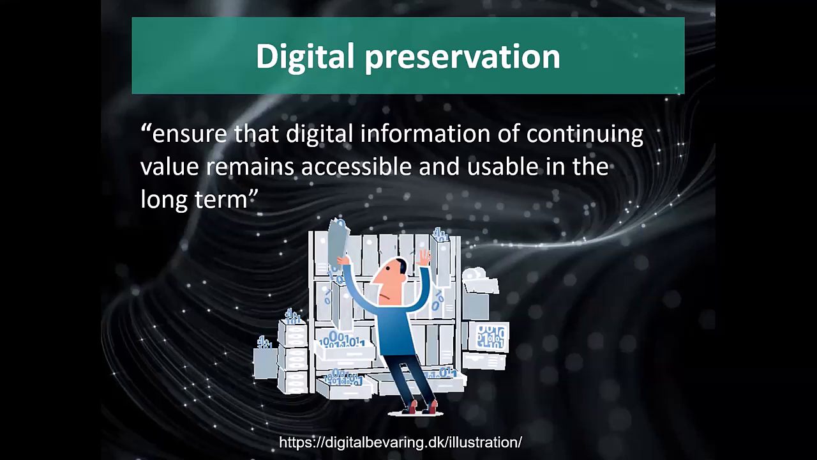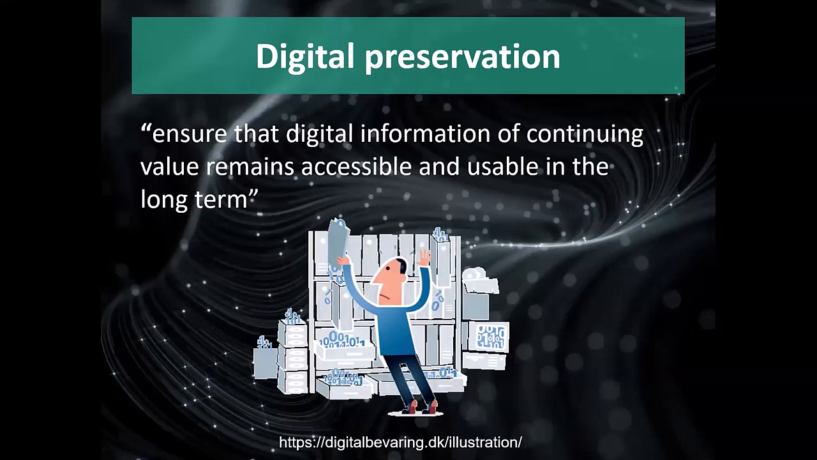One of the things that sits on top of digital content is digital preservation. And this covers the processes to ensure that digital information of continuing value remains accessible and usable in the long term. Digital preservation sits outside of what we would normally manage in Vernon CMS, but these are processes that you need to be following to ensure the integrity of the digital files in your collection.